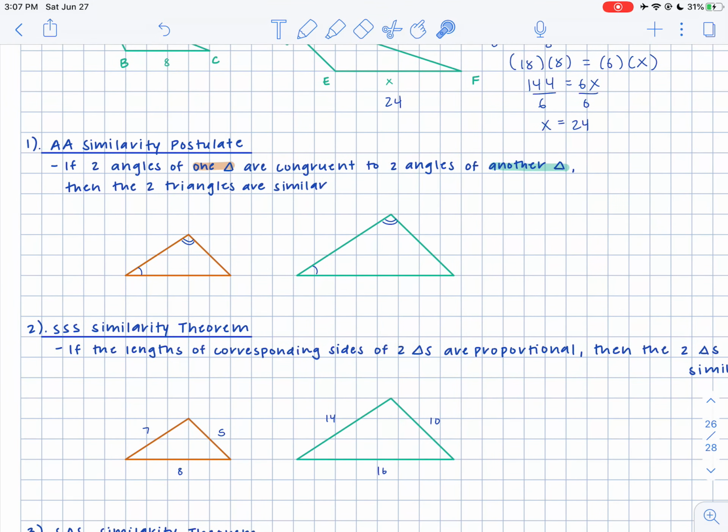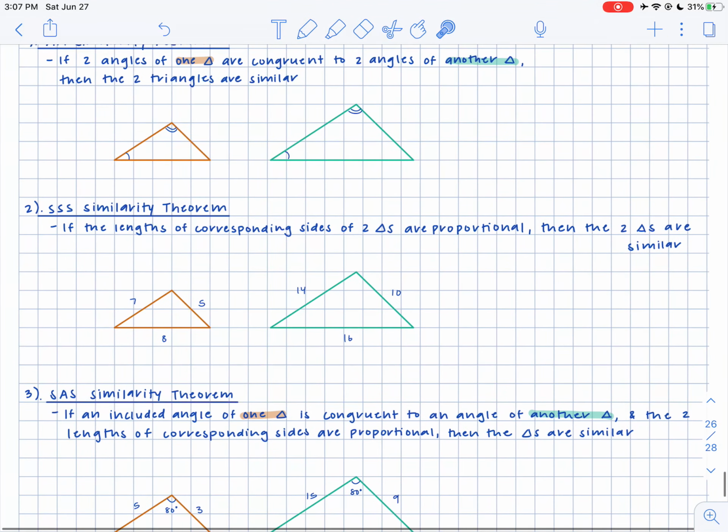Now you can think about why this works. Remember the theorem where if two angles of one triangle are congruent to two angles of another triangle, then the third angle is also congruent. And remember, what did we discover about similar triangles? They had congruent angles and proportional sides. So that's why the angle-angle similarity postulate works. Again, it's just stating that if you see two angles congruent to each other in two triangles, then they are similar.